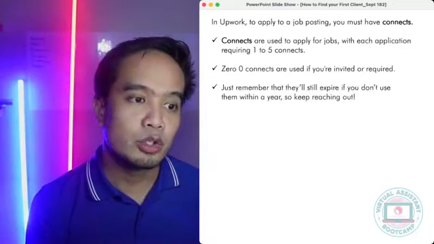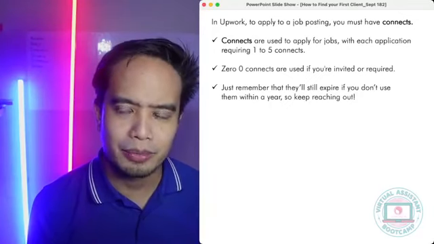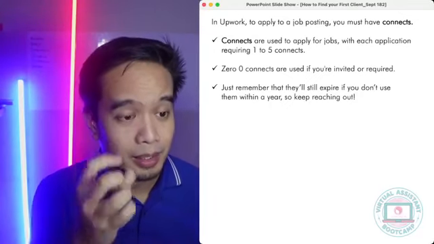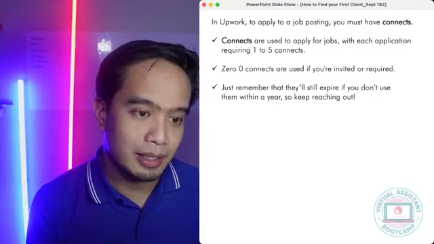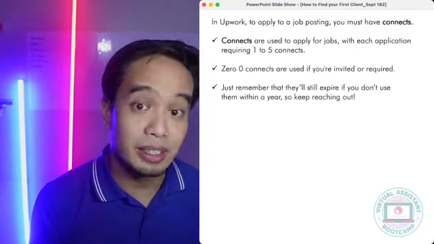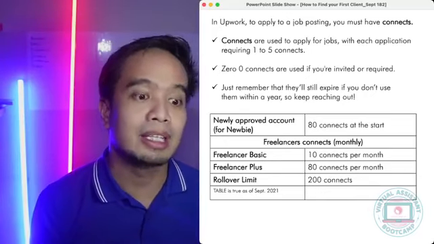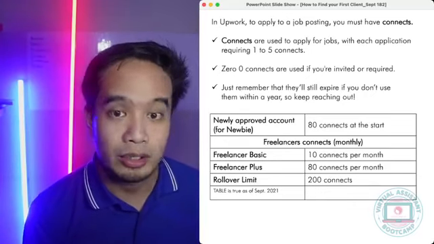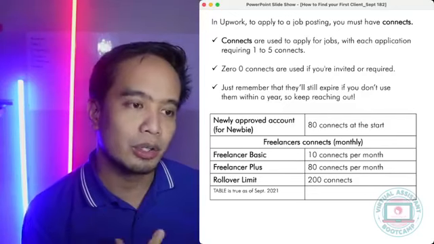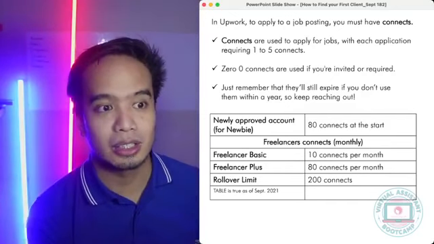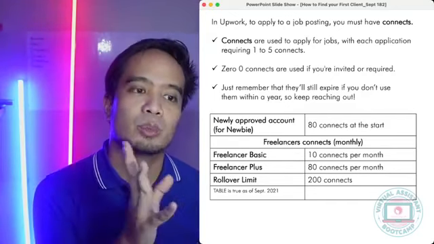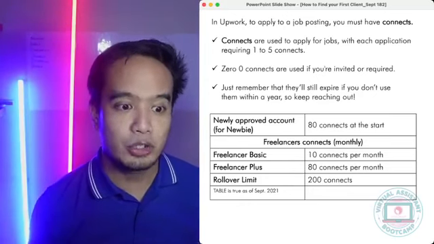Okay, so usually you start with 60 connects ata. Just remember that they'll still expire if you don't use them within a year. Okay, so mahaba naman yung expiration, 1 year. So keep reaching out. 80 pala. 80 yung starting connects. When you create a new account, you already have 80 connects. Okay? And then, between 1 and 5 jobs. So you can apply to mga 20 jobs na.